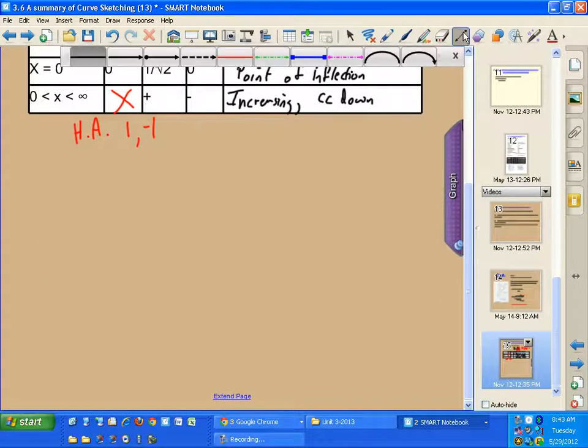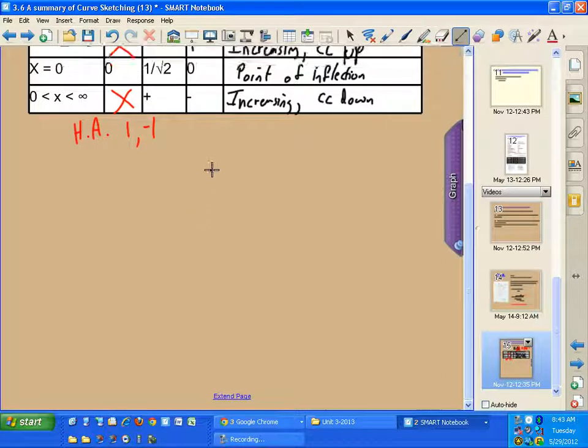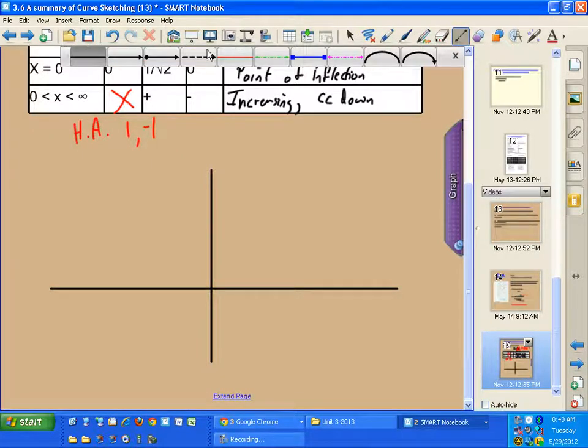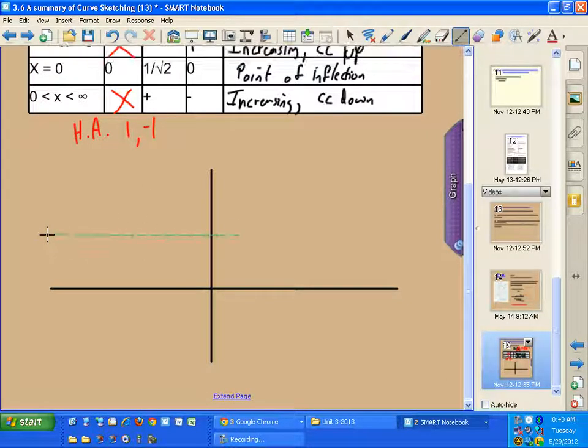If I sketch a graph, I know that at positive 1, I have a horizontal asymptote. Actually, I'll use this green one. We'll call this positive 1 right there. Negative 1 will be about the same distance away. So there's my horizontal asymptotes. I know that I have a point of inflection at 0, 0 because of my table.